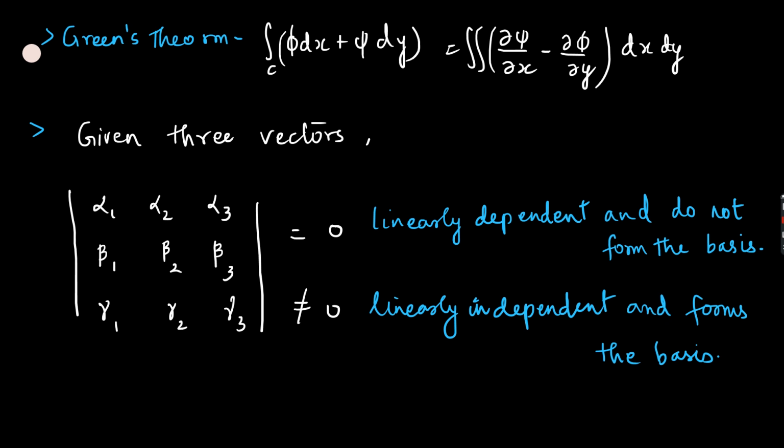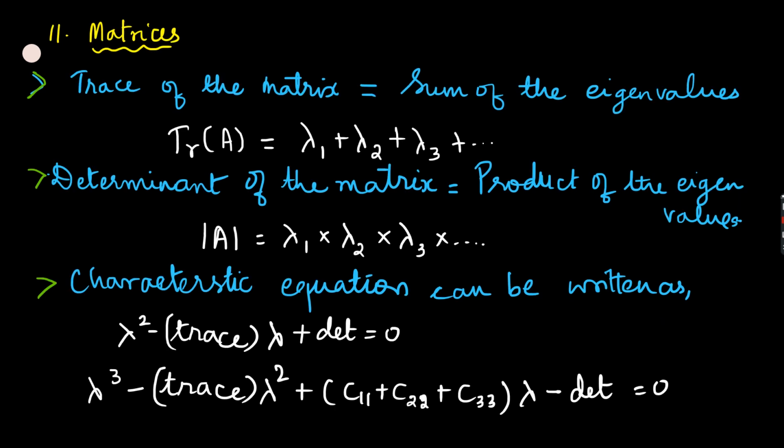And next is the most important thing, where you have three vectors and you have to find if they are linearly dependent or not. So if you find the determinant and equate to 0, that is if it is equal to 0, then it is linearly dependent, and linearly dependent vectors do not form the basis. And if it is not equal to 0, then it is linearly independent. So just remember, linearly independent vectors form the basis.